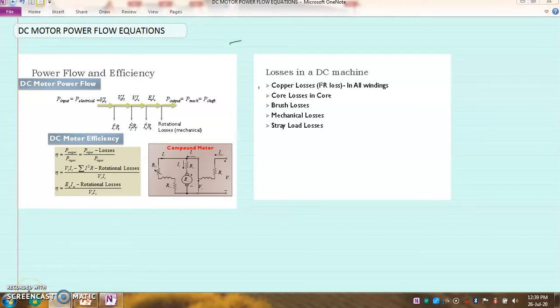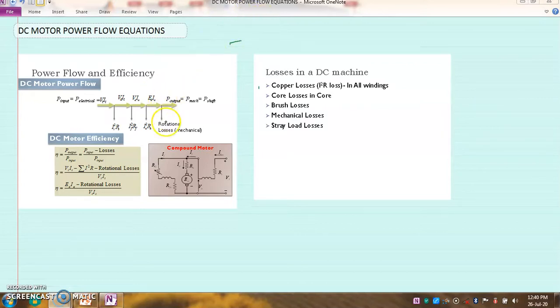In this part of the video I am going to discuss the DC motor power flow equations and its efficiency. This is our topic. I am going to discuss DC motor power flow, meaning how much power is coming as input and how much power we are getting as output.